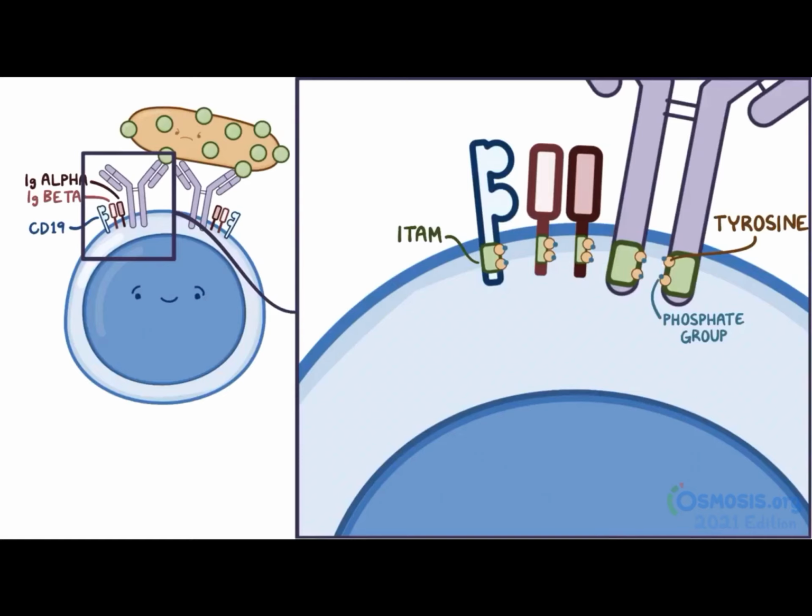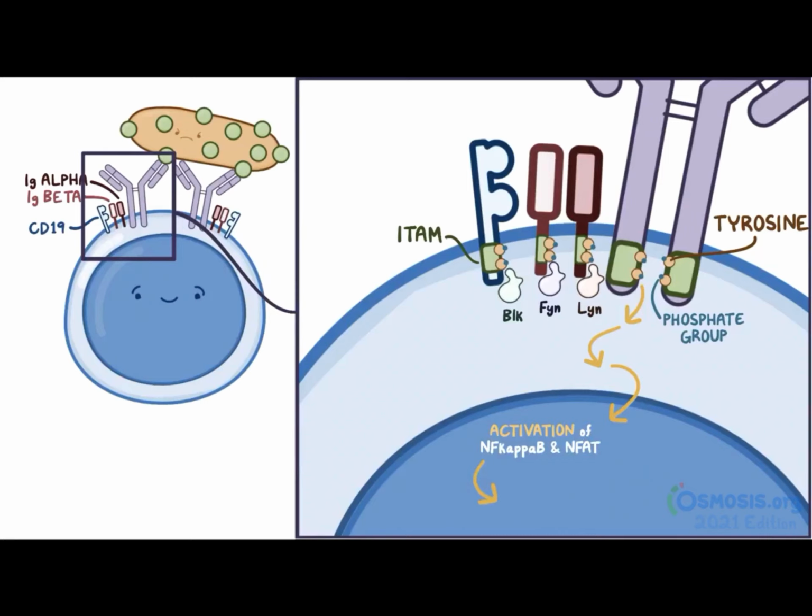These two tyrosines within the ITAM region of the protein get phosphorylated by three protein tyrosine kinases, called BLK, FYN, and LYN. Think of them as a friendly little trio of phosphorylators. Once the two tyrosines get phosphorylated, there's a chain of events within the cell that ends with the activation of the major transcription factors, NF-kappa B and NF-AT.